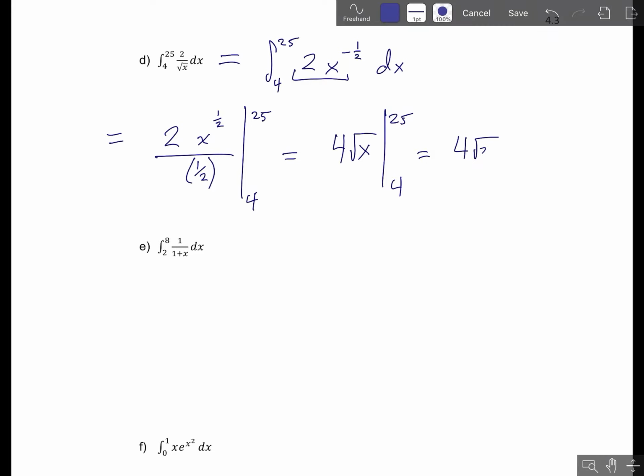Remember, you plug in the upper bound first, so this is 4 root 25 minus 4 root 4 when we plug in the lower bound, and that would be 4 times 5, which is 20, minus 4 times 2, which is 8. So we end up getting 12 as our final answer.